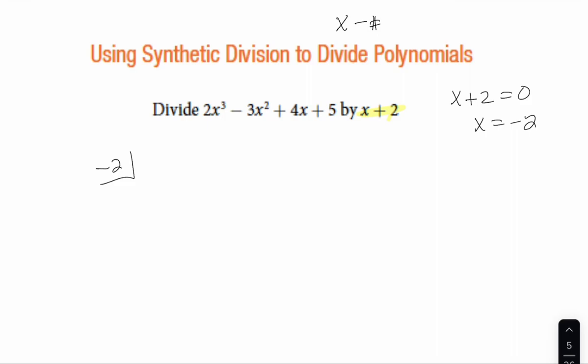And then I check these coefficients. You'll see how they go. X cubed, x squared, x, and a number. If any term is missing, we're going to put a 0. We have an x cubed, an x squared, an x, and a number, so we're good to go. We're going to pull out the coefficients, 2, negative 3, 4, and 5. So I make my little box like that.